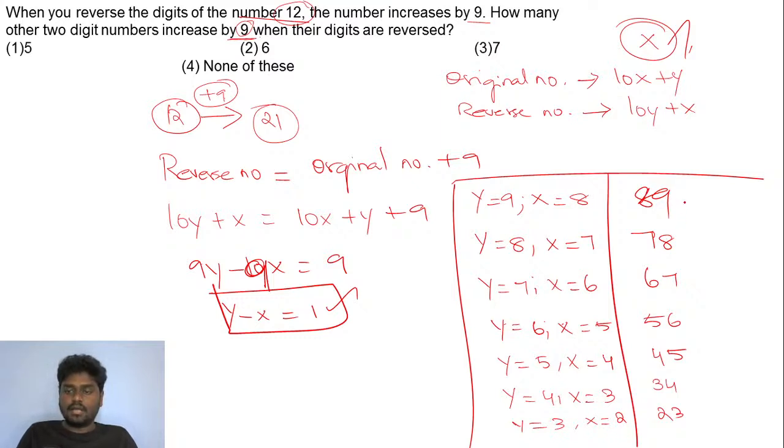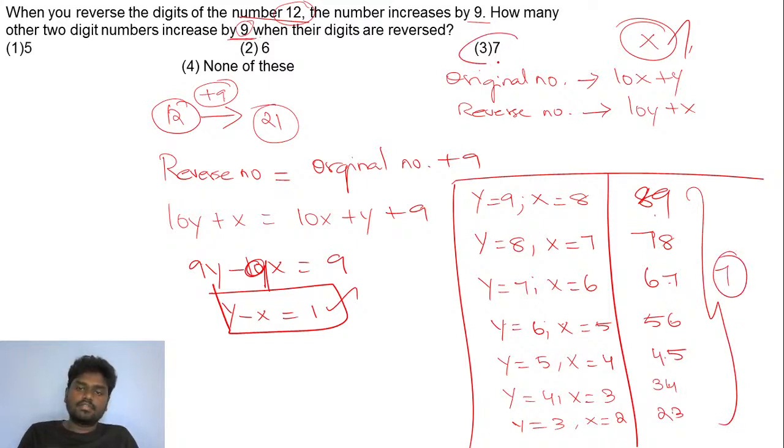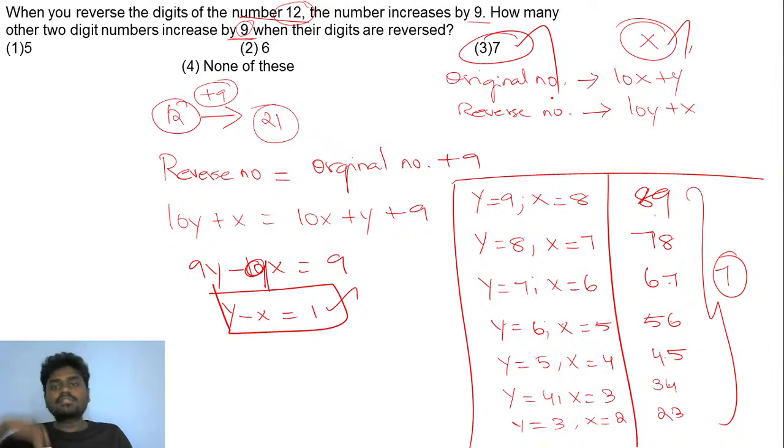So how many numbers do you have totally? You have a total of 1, 2, 3, 4, 5, 6, 7. So the answer for this question is going to be option 3. You have 7 other two-digit numbers where, when you reverse the digits of the number, the number increases by 9. That's how it is. Okay. Very simple question, guys. Nothing to complicate here.